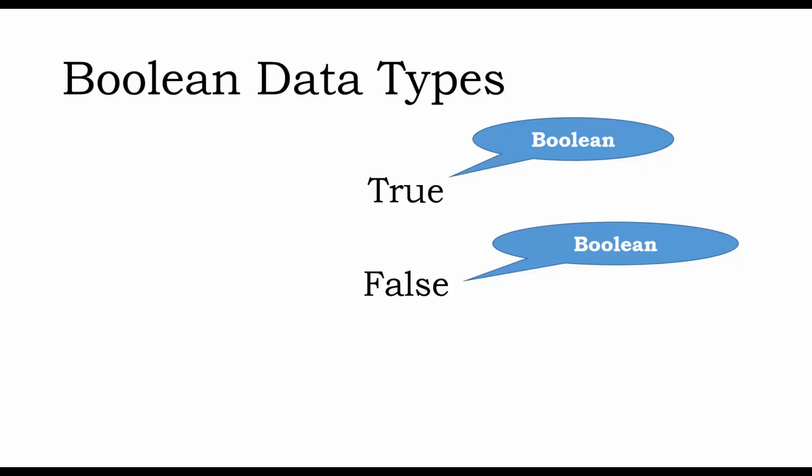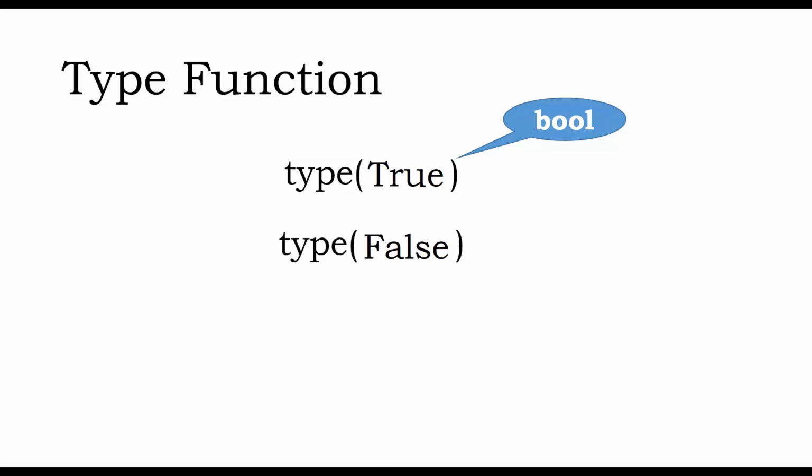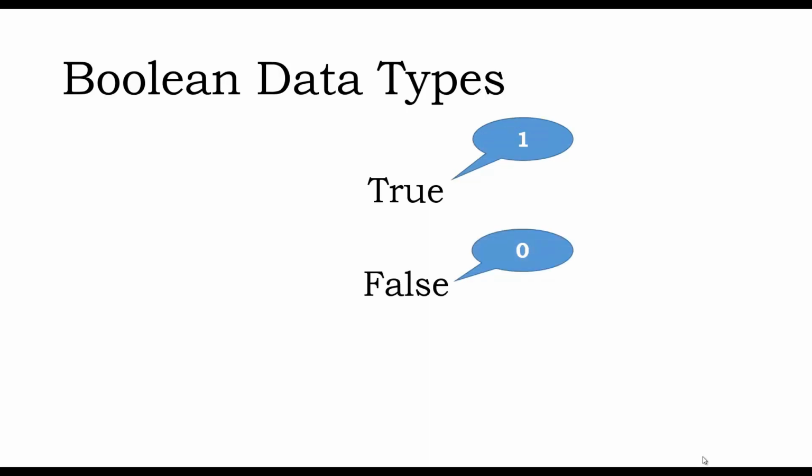We can see the actual data type in Python by using the type method. For example, type of true, the result is bool, which stands for Boolean. In the same way, type of false is also bool, which stands for Boolean. In Python, Boolean value true is internally represented as 1 and false value is internally represented as 0.